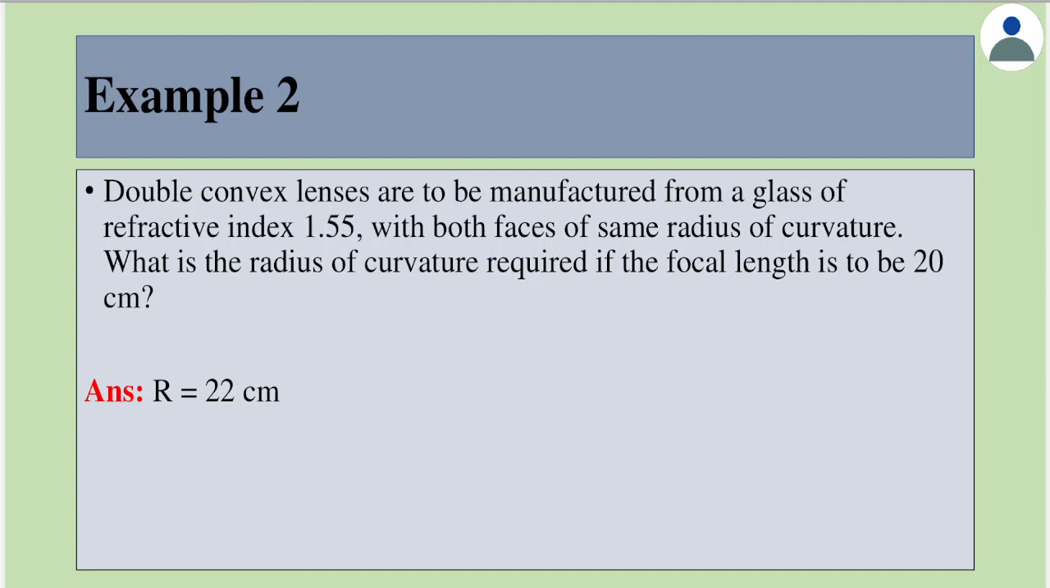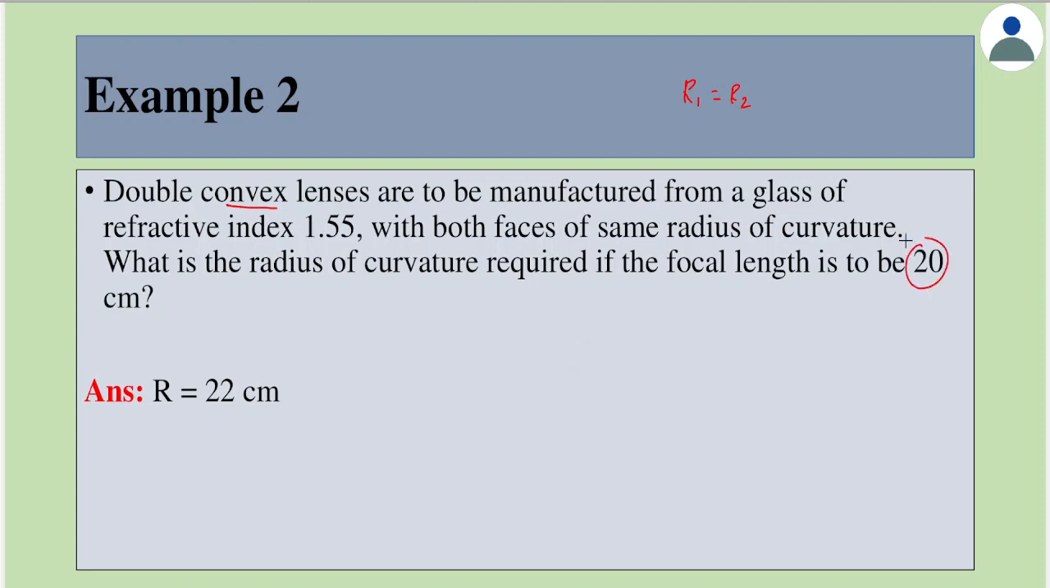Example 2 says, double convex lenses are to be manufactured from a glass of refractive index 1.55 with both faces of the same radius of curvature. We know that whether it's biconcave or biconvex, the lens will have two radii of curvature. The question says this is a double convex lens with both faces of the same radius of curvature. So here R1 is equal to R2. What is the radius of curvature required if the focal length is to be 20 centimeter?